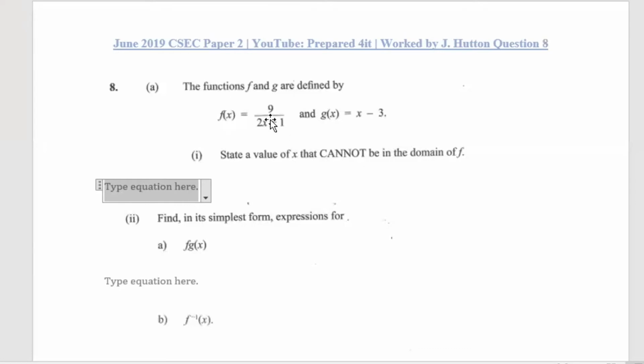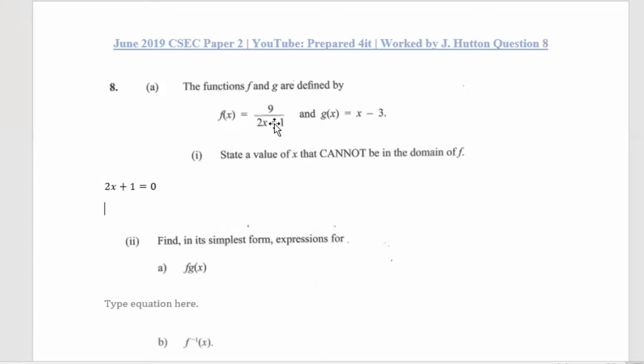So we're stating which value cannot be an x value, a domain value here. Basically we're making this expression undefined. So what we know is that at no point should the denominator work out to be 0, as we cannot divide 9 by 0, as that will make the entire function undefined. So what we know is that 2x plus 1 is equal to 0.